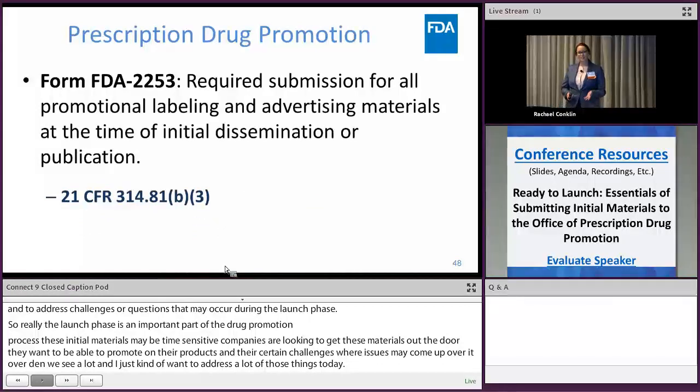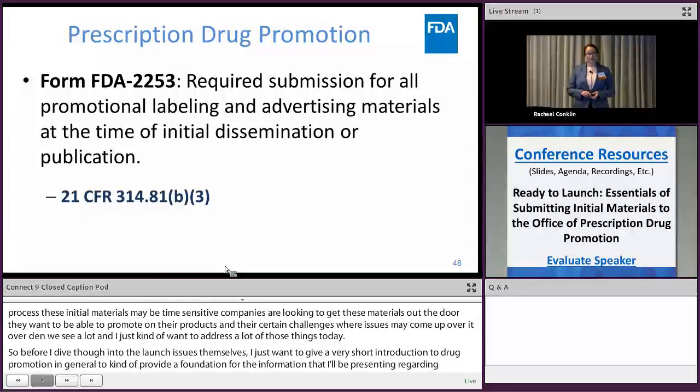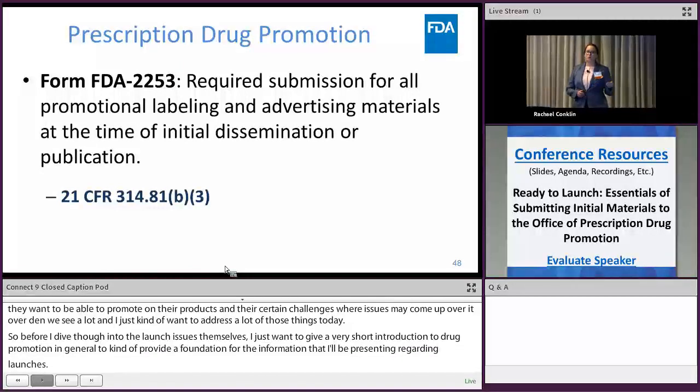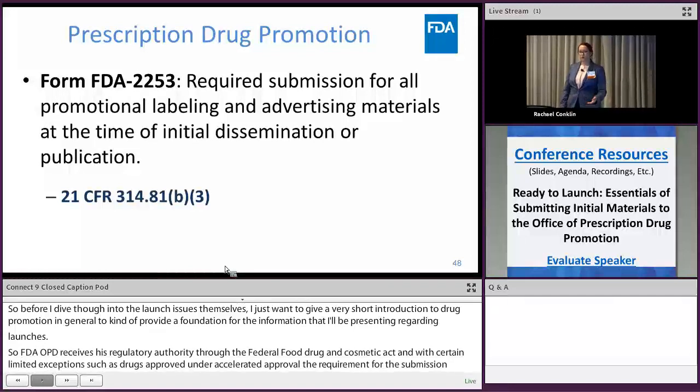So OPDP receives its regulatory authority through the Federal Food, Drug, and Cosmetic Act. And with certain limited exceptions, such as drugs approved under accelerated approval, the requirement for the submission of promotional materials is that they be submitted along with a completed Form FDA 2253 at the time of first use. So when the materials are being initially disseminated into the world, you're also going to send them along with the 2253 to OPDP, letting us know that you're using these materials.